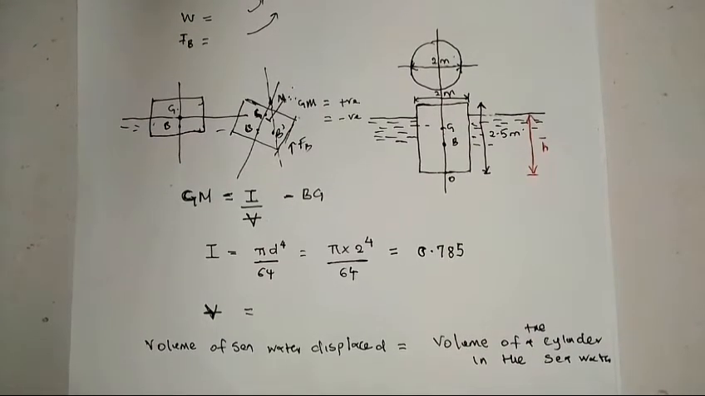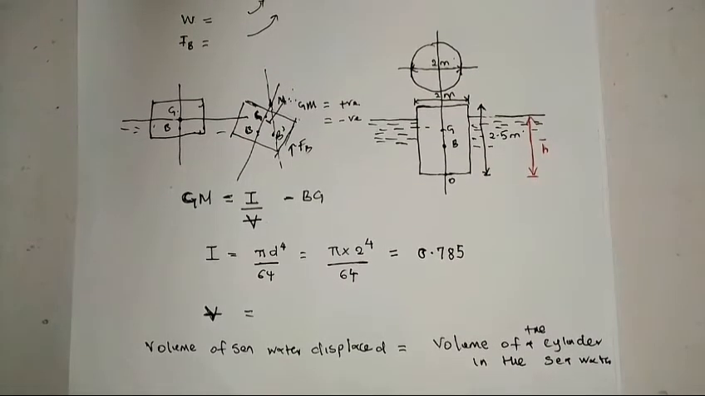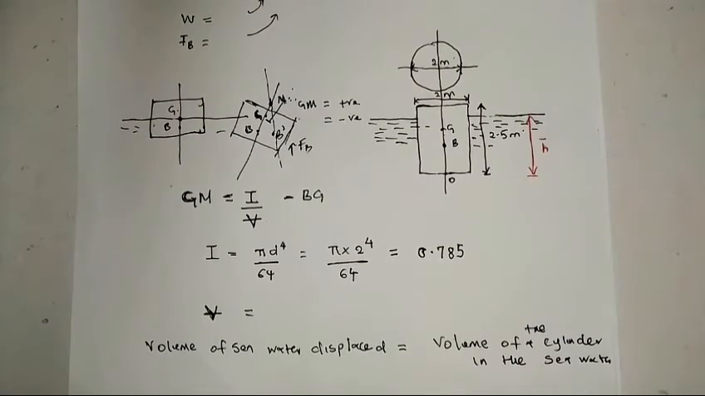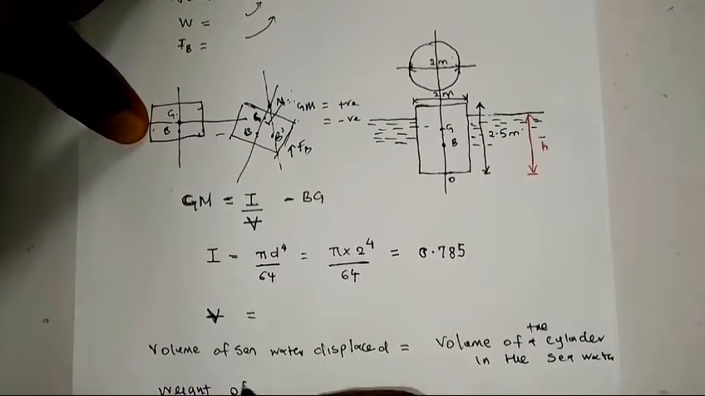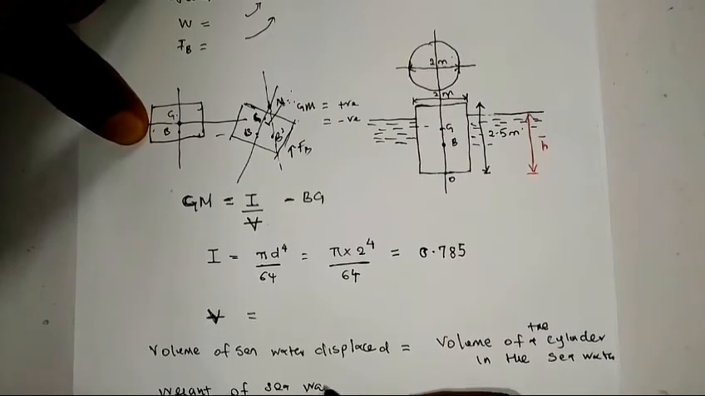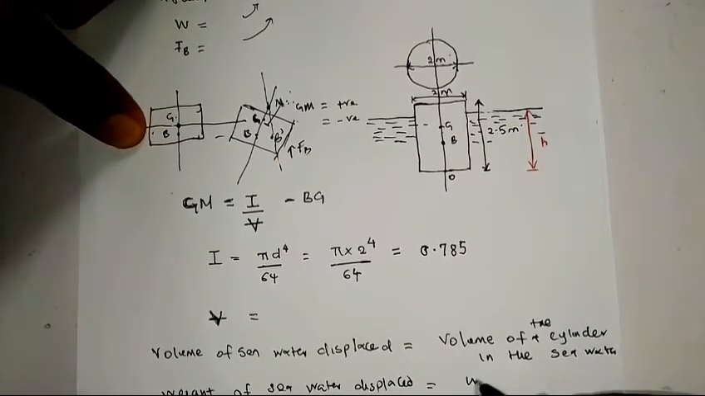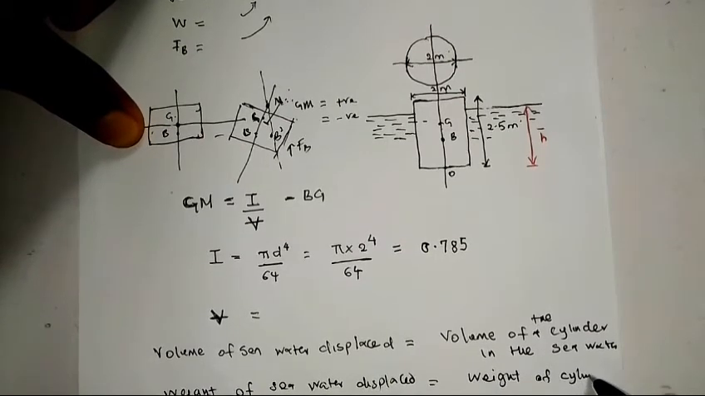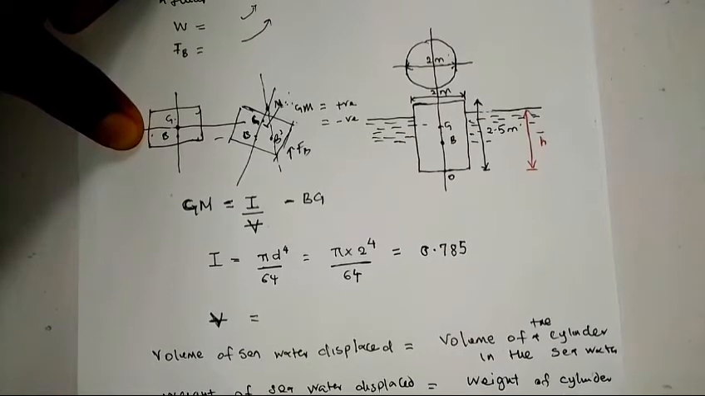When the substance is in air, it has a different volume than when it is in a particular fluid, a particular medium. So the volume of that substance in that medium will be equal to the volume of water displaced. Likewise, the weight of water displaced will be equal to the weight of the cylinder in that medium, in seawater.